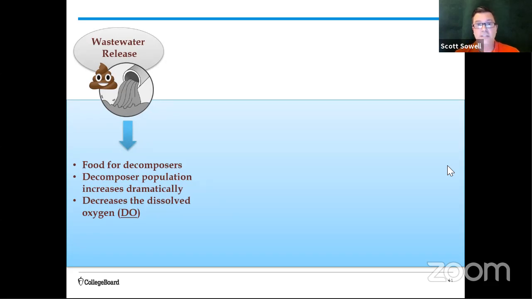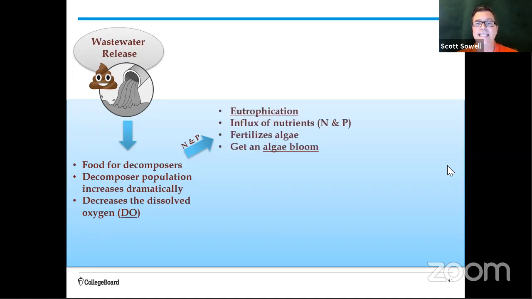Decomposers need oxygen. Before the wastewater, there was only a little bit of demand for oxygen, and the amount of oxygen in the water was really high. But then all of a sudden, we have this huge explosion of decomposers demanding all of that oxygen, and the dissolved oxygen starts to go down. One of the byproducts of these decomposers is nitrogen and phosphorus. As we know from our biogeochemical cycles, that is easily assimilated into plants. And so now we get this notion of eutrophication.